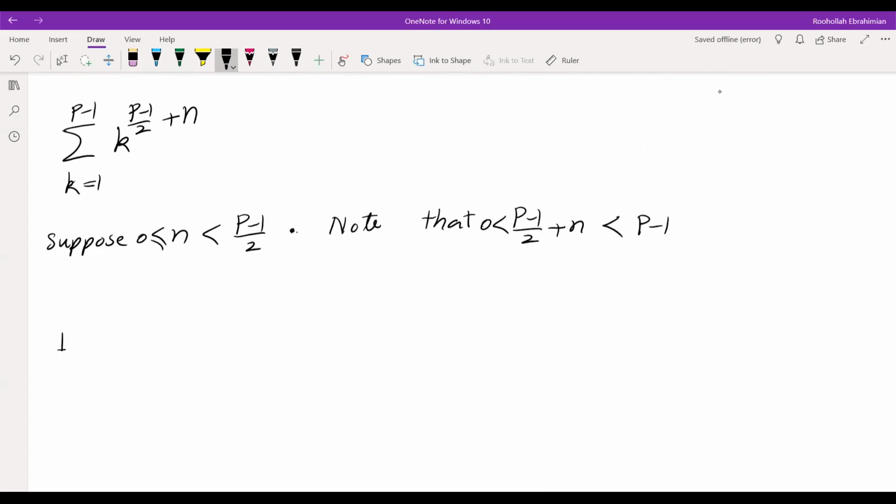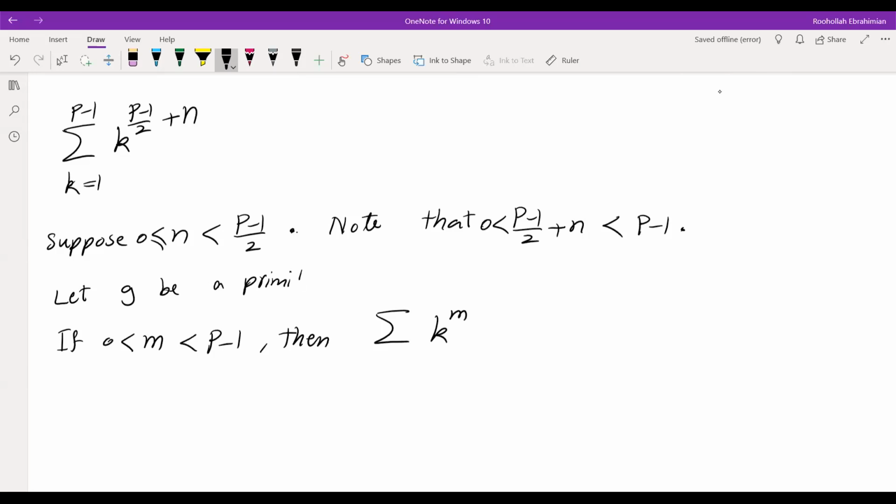So if m is between 0 and p minus 1, then the sum of k to the power of m, k equals 1 to p minus 1, equals... I guess at this point I'll have to mention that g is a primitive root. So let g be a primitive root mod p. I'm taking the primitive root mod p, which is what allows me to evaluate this sum.